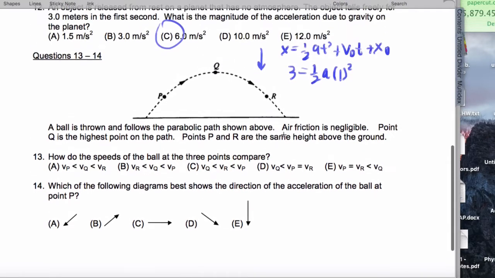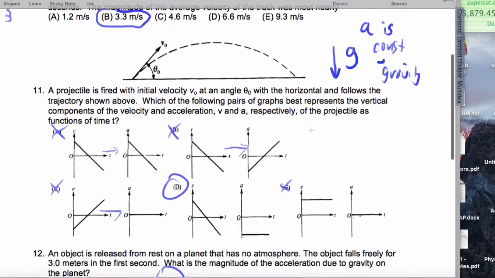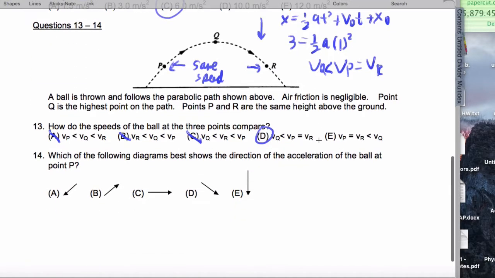Now lastly, questions 13 and 14. Let's be clear. When you're at the same height, P and R have the same speed, and Q is where it's at its slowest. So what we need is VP and VR to be equal, which eliminates choices A, B, C. And the other thing is VQ is where it's at its slowest. So that leaves us choice D. And once again, based on our reasoning from before, when you launch a projectile, the only acceleration you have is due to gravity, which gives us choice E.